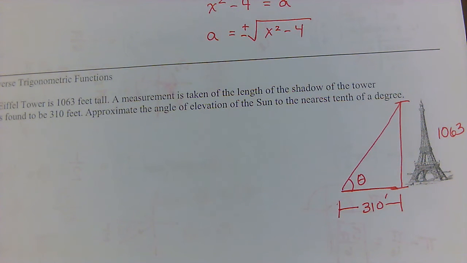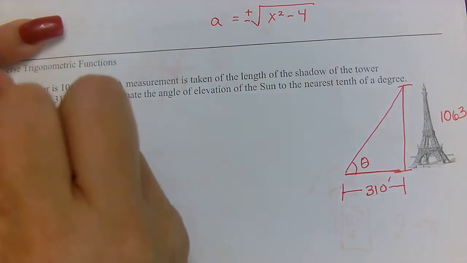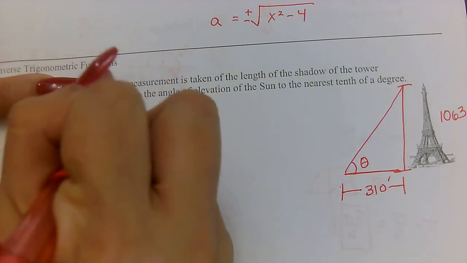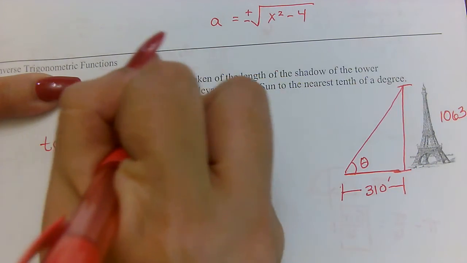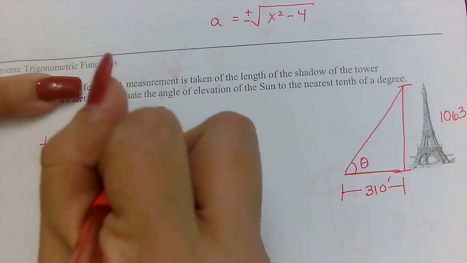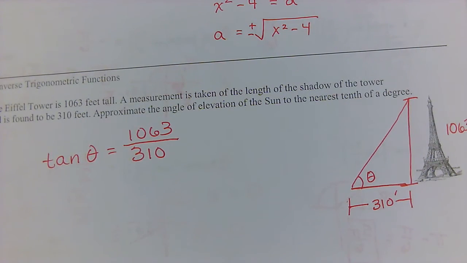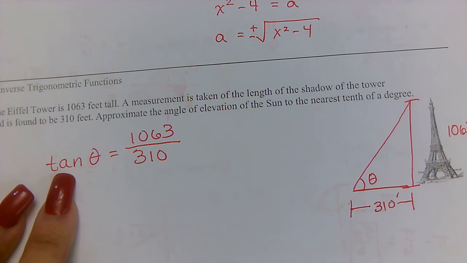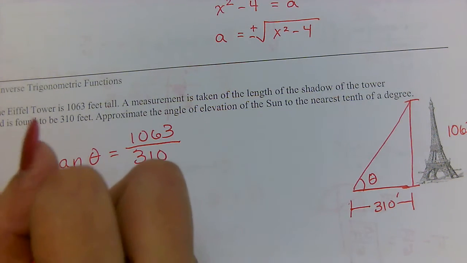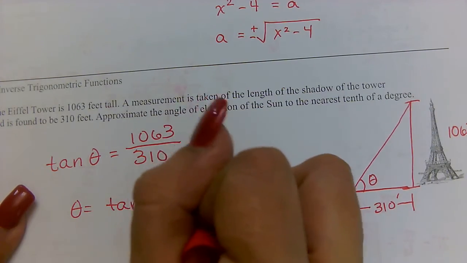Well, hopefully you said use tangent. Tangent theta is opposite over adjacent. So I'm going to write tangent theta is equal to 1063 over 310. The feet will cancel out, so it's just your ratio. But since we're looking for theta, we have to separate the tangent from the theta. That's when we use arctangent.